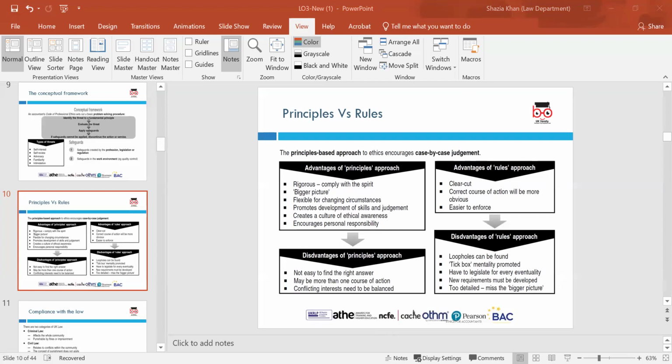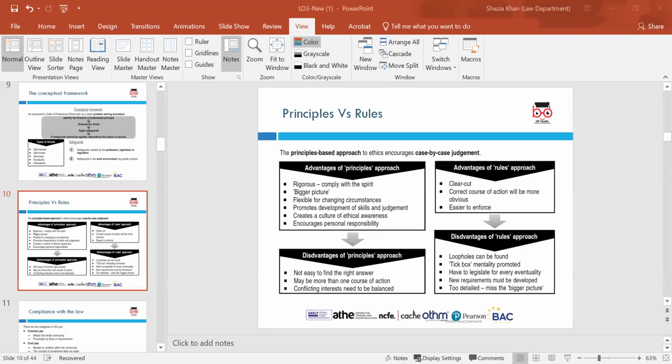The laws are changing, flexible, adapting to changing circumstances. Principles promote development of skills and judgment, create a culture of ethical awareness, and encourage personal responsibility. The disadvantages of principles: it is not easy to find the right answer, there may be more than one course of action, and conflicting interests need to be balanced.